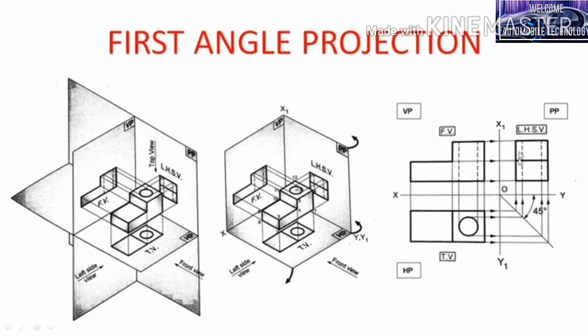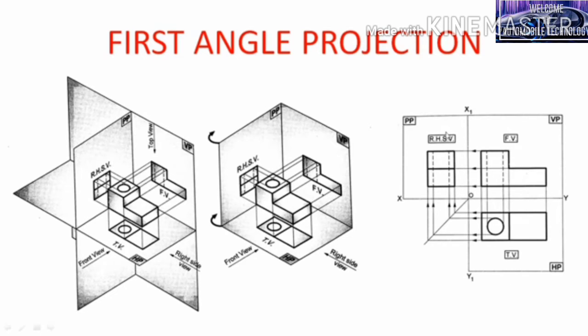In the first angle projection method, the object is kept in the first quadrant. The object is between the observer and the plane of projection. The planes of projection are assumed to be non-transparent. In the left hand side view, the object is projected on the auxiliary vertical plane. The three planes, horizontal plane, auxiliary vertical plane and vertical plane, are perpendicular to each other.